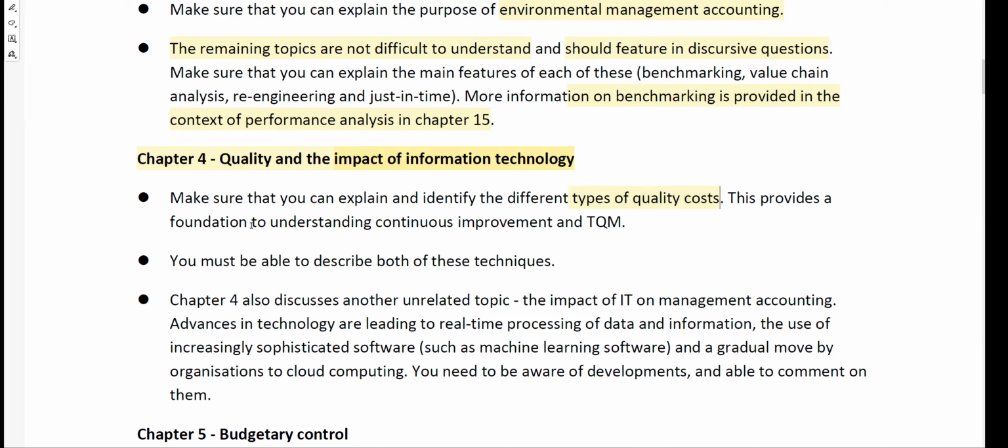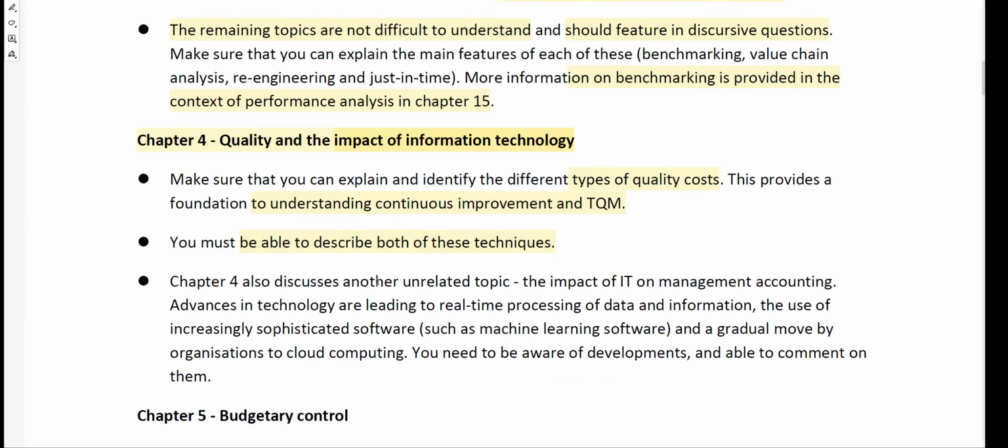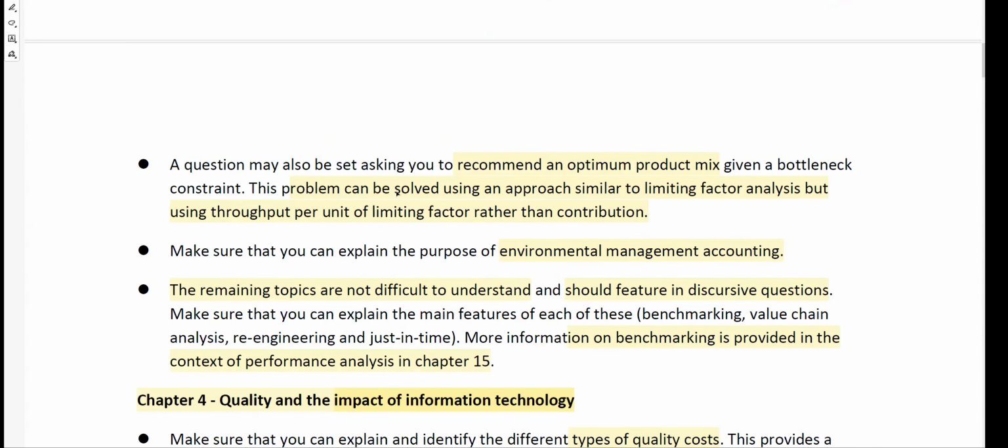And this provides the foundation to understanding continuous improvement and TQM. Then we understand the processes in TQM. Then we must be able to describe those techniques that we have seen above, right? So after we are done with this, the next thing will be budgets and budgetary control, which is another thing for next week. But this week, our focus is just on these areas that we are seeing, the models of it.